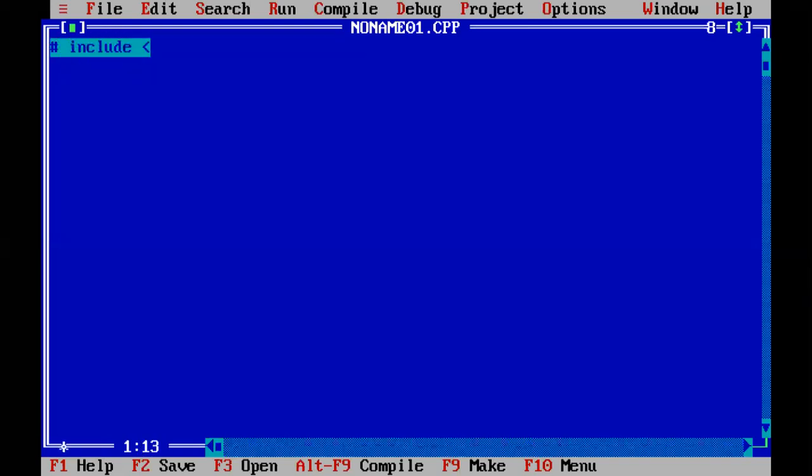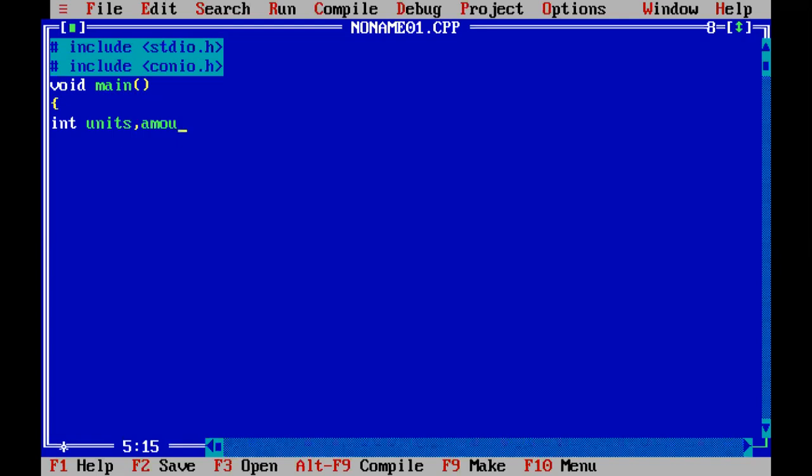Include stdio.h, and also conio.h. Whenever you are using online compilers, there is no need to write these, while in this case you have to write them. Void main. Int units, comma amount. I want amount in integer. Then customer type, c type.